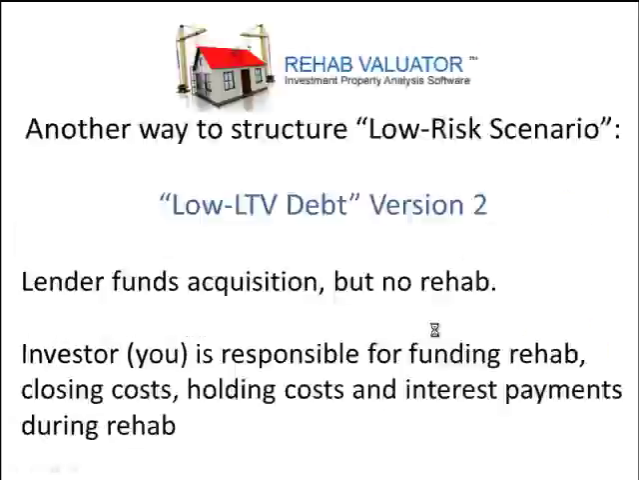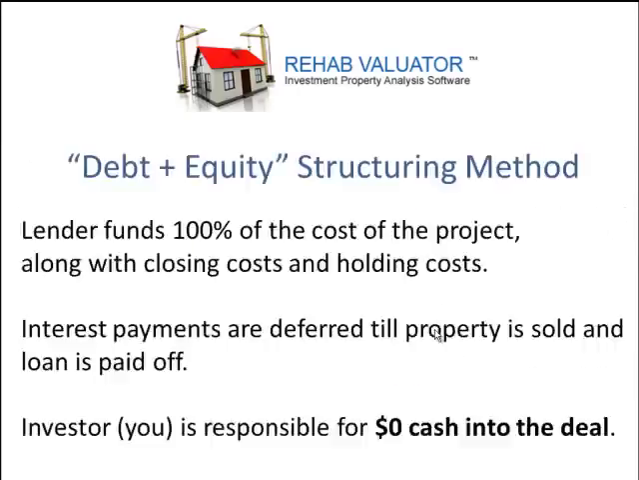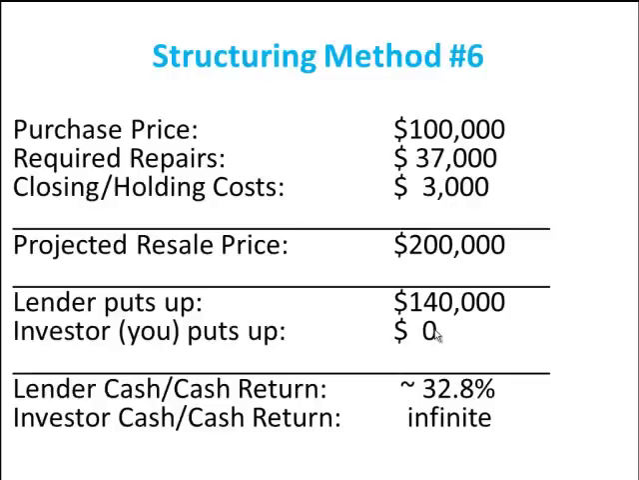So, sorry if you're getting dizzy watching this. I'm almost there. So look, structuring method number 6. Same as before. They put up 140 grand, you put up 0, but their cash on cash return is now almost 33% because they're your 50-50 joint venture partner.